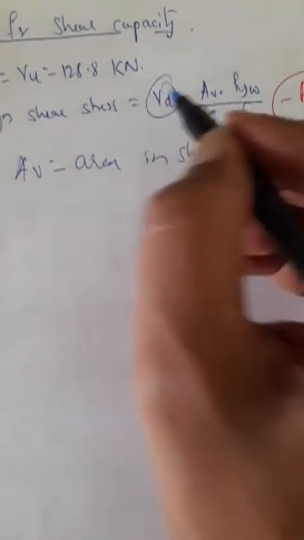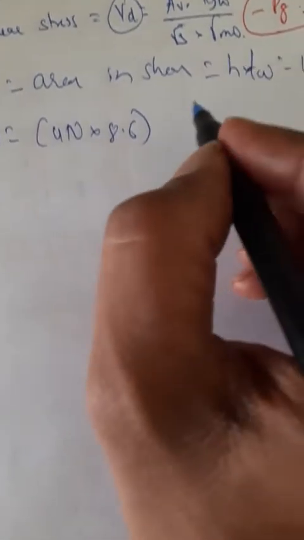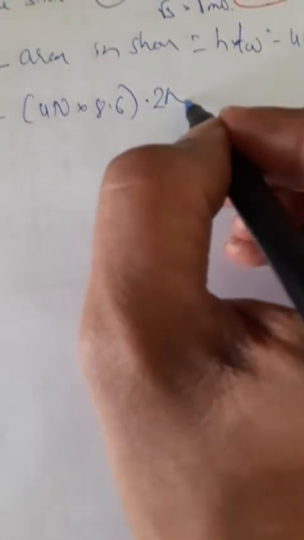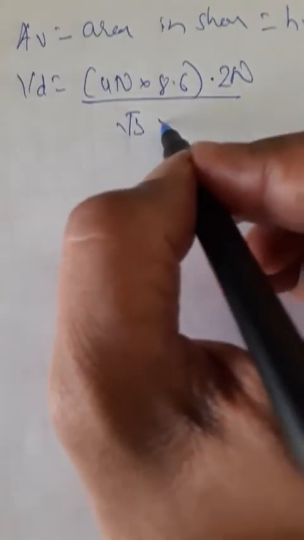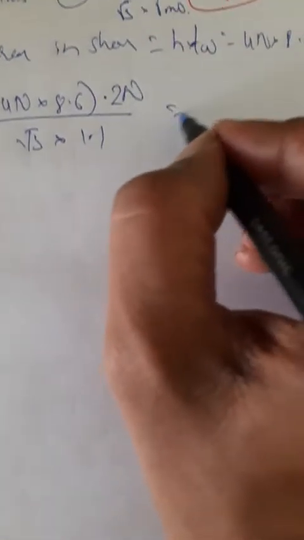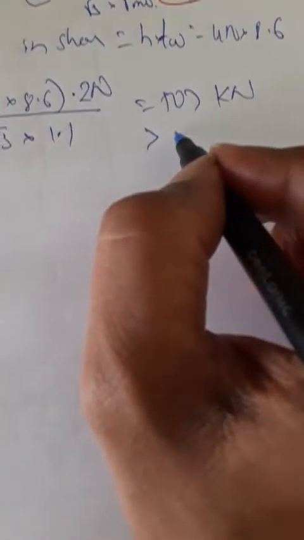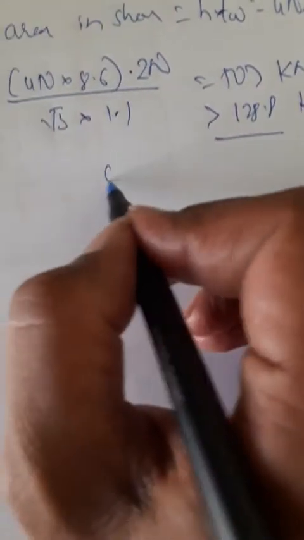Now I have to calculate VD. So VD is equal to 450 into 8.6 into FYW. So FYW is nothing but yield stress of steel, that is FY 250 divided by root 3 into 1.1. So this gives me the value 507 kilonewtons, which is greater than 128.8 kilonewtons. Hence it is safe in shear.